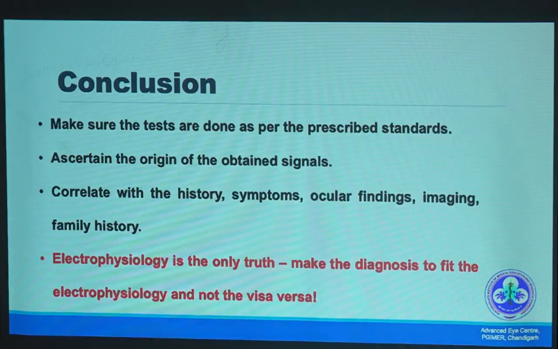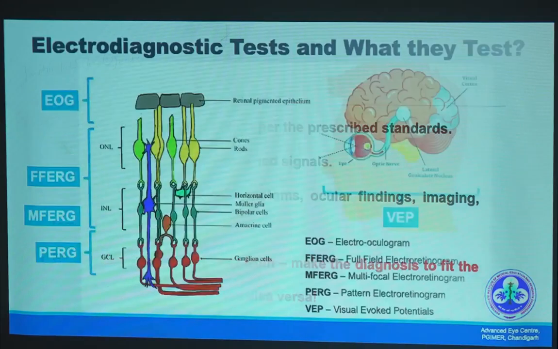Just the last line to say that electrophysiology is the only truth. It gives you functional information. So anything that you are seeing on electrophysiology is the truth. Make the rest of the things fit into electrophysiology rather than trying to make electrophysiology fit into what you are thinking in your mind or what the patient is saying. Thank you.